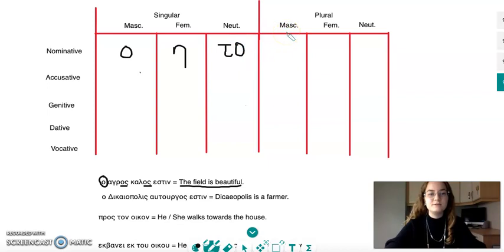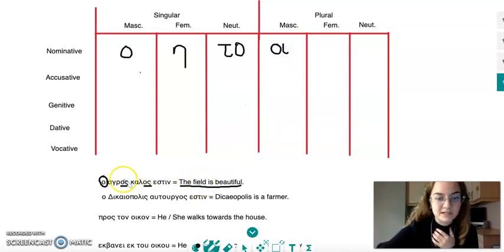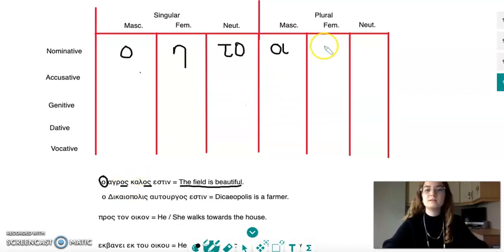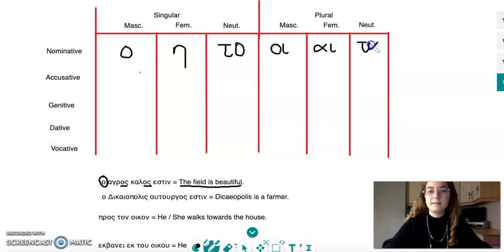The masculine nominative plural would be "hoi." So in the sentence below that we've used, "the field" would change to "hoi agroi," "the fields." So feminine would be "hai," and the neuter would be "ta," like this.